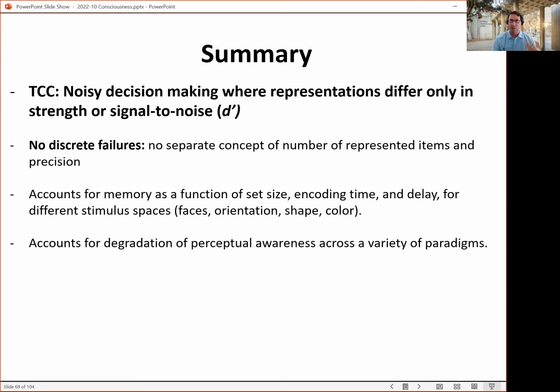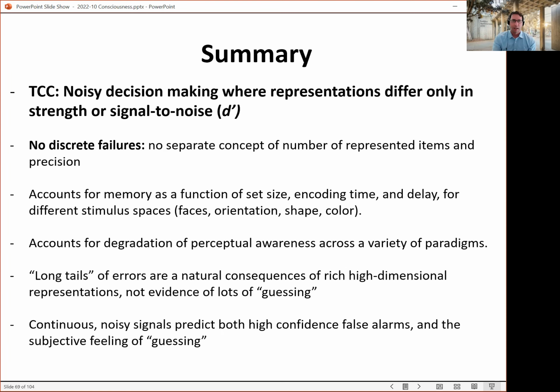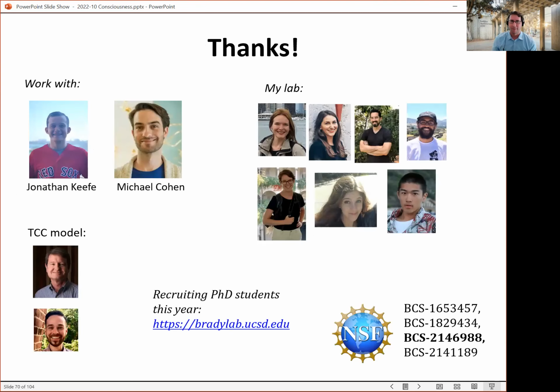And it accounts for this degradation of perceptual awareness across a variety of perceptual awareness paradigms. And the broad idea here is just that this long tail of errors, these faraway errors, are a natural consequence of rich high dimensional representations. That's just how similarity structure works in those spaces, and not evidence of lots of guessing. And continuous noisy signals like this detection theory version predict high confidence false alarms and the subjective feeling of guessing perfectly naturally, in line with what we do find in the data. Okay, thank you to all of you for listening, and to all of these folks.